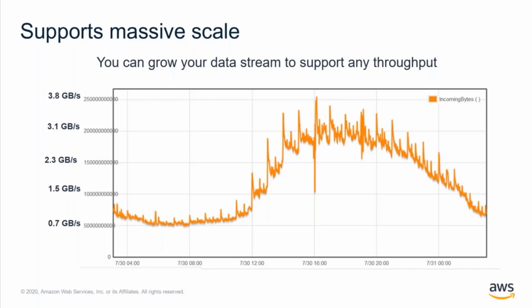It could be as high as, let's say, 4 gigabytes per second. With Kinesis, you could size the stream with the appropriate number of shards to address the peak throughput that you would see in a day, like 4 gigabytes per second. That's a lot of data, right?